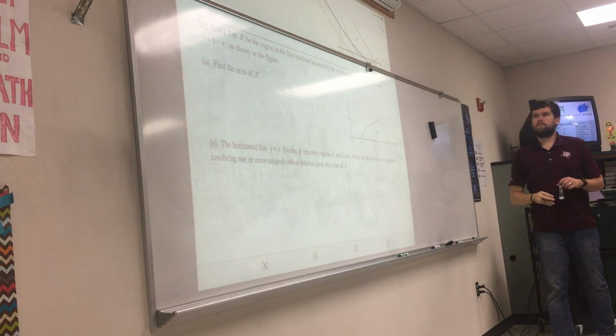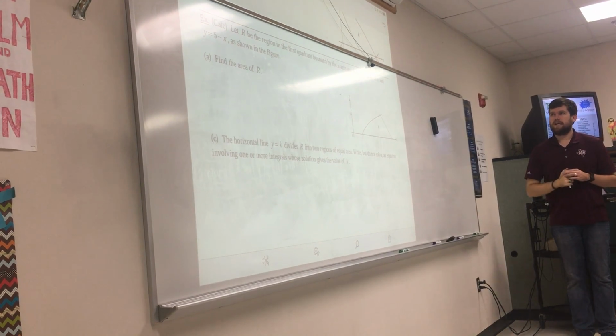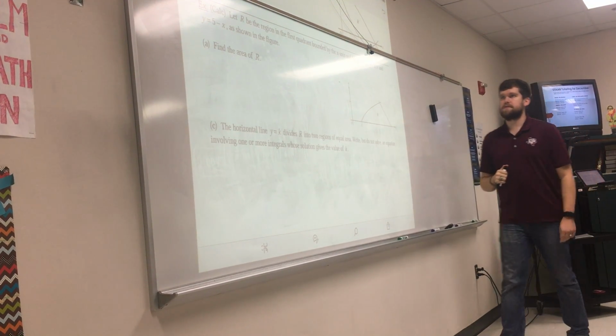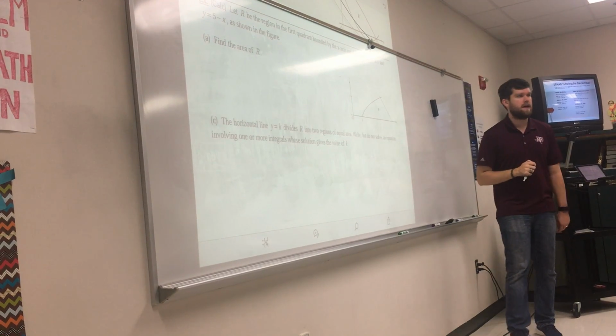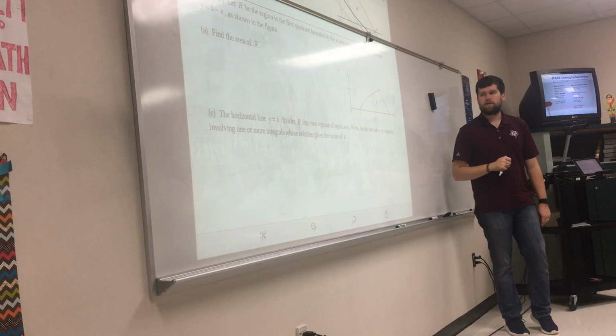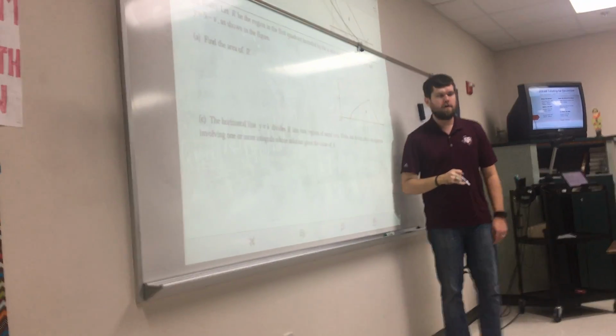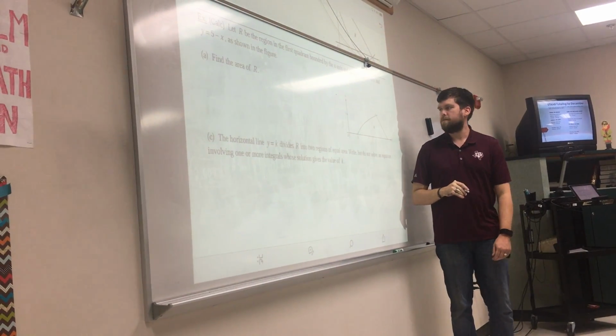Okay, so it says let R be the region in the first quadrant bounded by the x-axis and the graphs of y equals ln x and y equals 5 minus x, as shown in the figure. Find the area of R. Okay, so if I want to find the area of R, we'll get to the calculator here in a second.